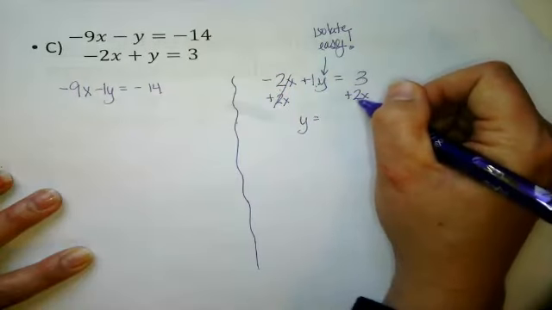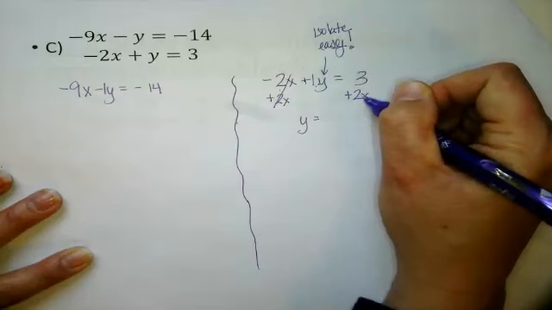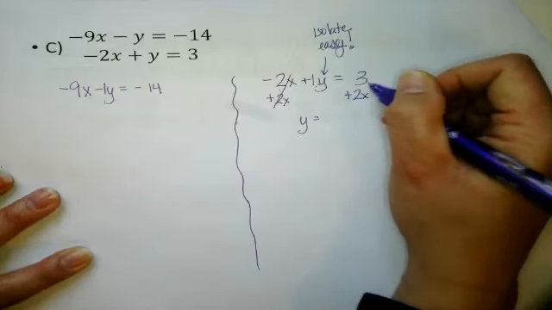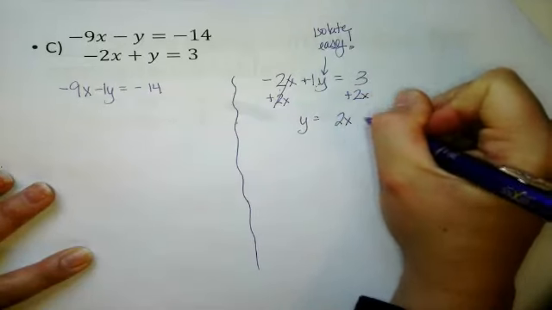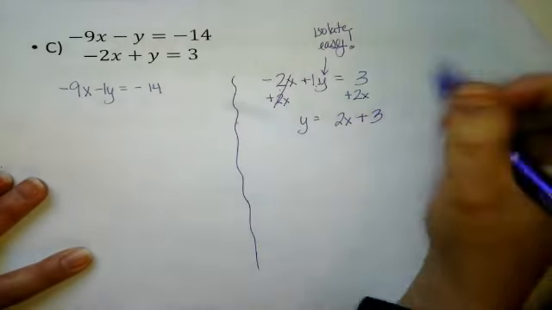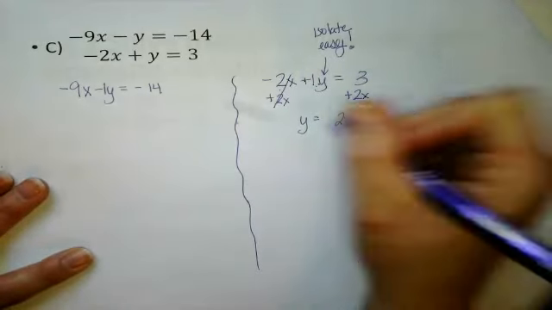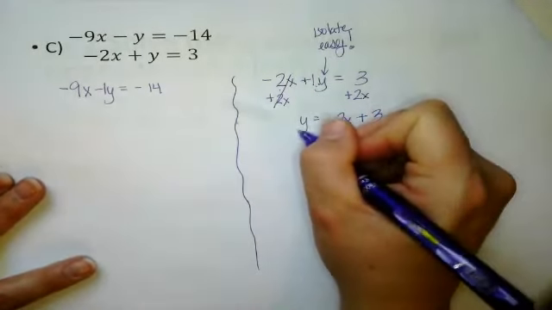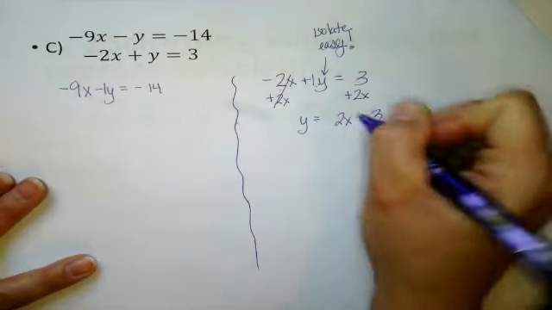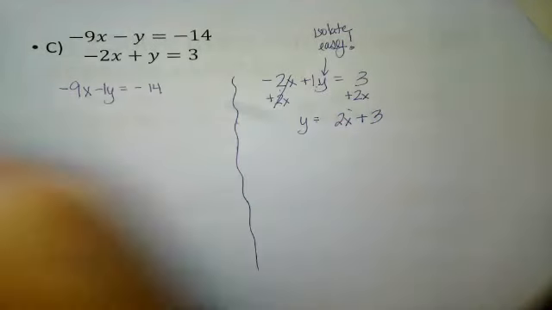Can I add these together? No. This has an x, this does not. They are not like terms. So we have 2x plus 3. They just get stuck next to each other. And so this says y is the same as 2x plus 3.